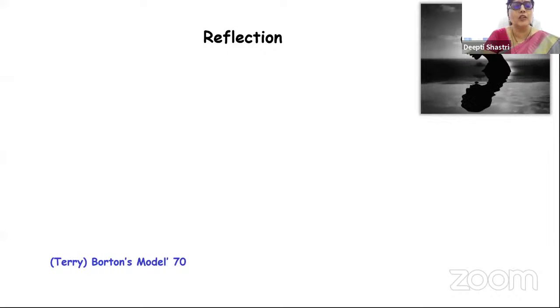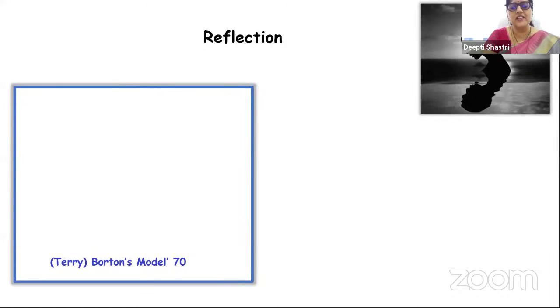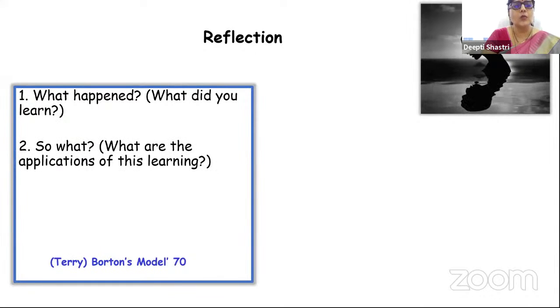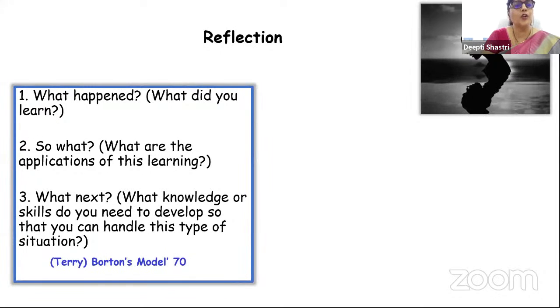This is exactly the model of Borton, which has been modified by Rolfe. So instead of what next, it's so what and now what. So reflection can be done after any activity along these lines. As Dr. Hina mentioned, what happened? What did you learn? So what? What are the applications of this learning? Now what? What knowledge or skills do you need to develop so that you can handle this type of situation?